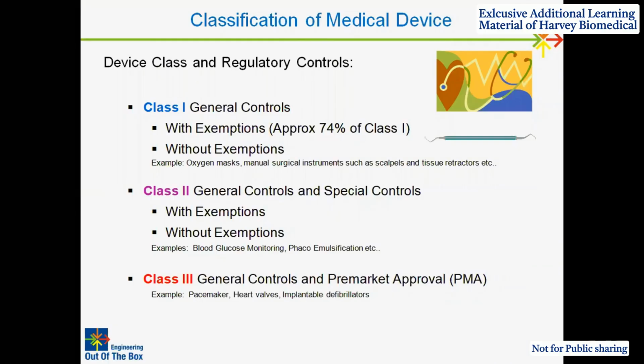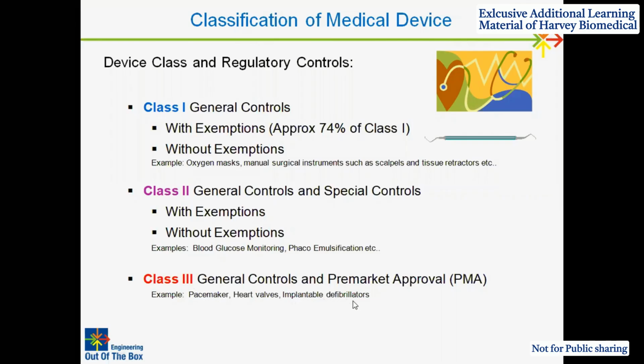If you see Europe, there are 4 classifications: class 1, class 2A, class 2B, and class 3. But if coming to the US FDA, the device classification is class 1, class 2, class 3 only. It's also based on the risk only. Class 1 is general controls, class 2 is general controls and special controls, and class 3 is general controls and pre-market approval. Pre-market approval means a higher classification and more risk.